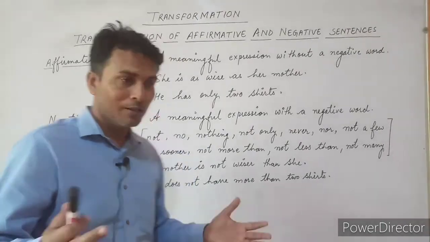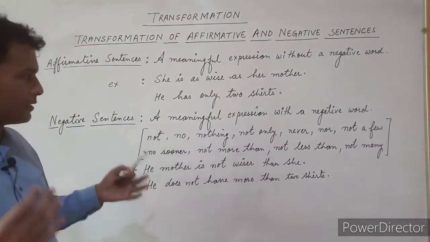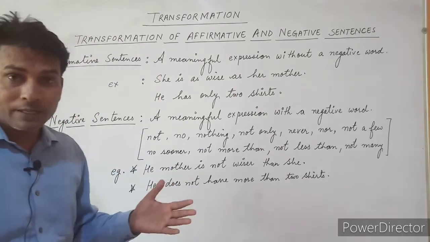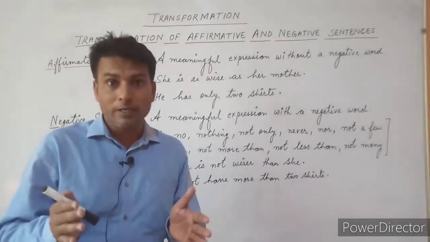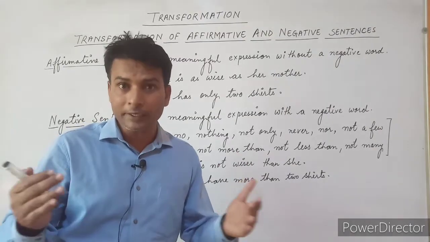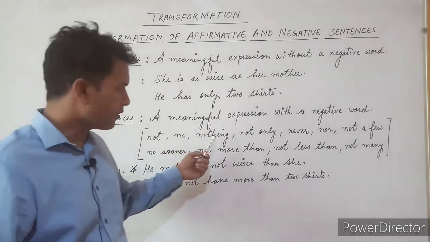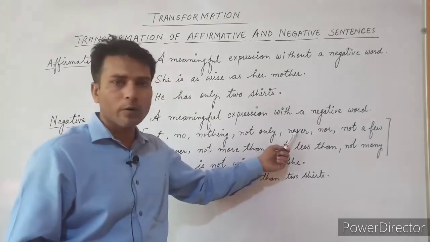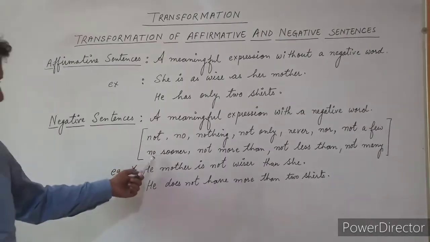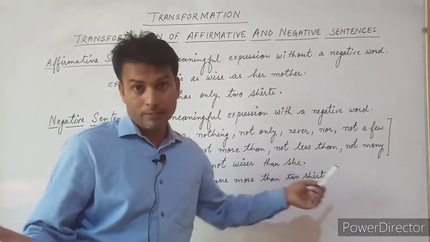Right, students? Now, what are negative sentences? A negative sentence is a meaningful expression with a negative word. A negative sentence is that sentence which makes a negative statement and which contains a negative word. It may be not, no, nothing, not only, never, nor, not a few, no sooner, not more than, not less than, not many, etc.